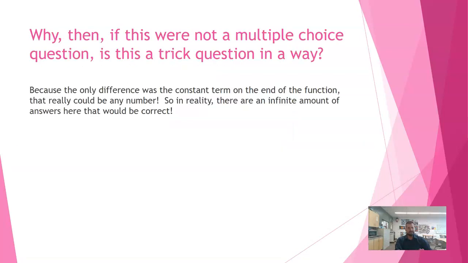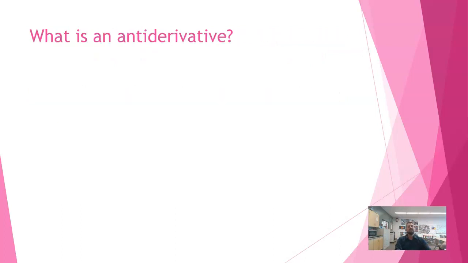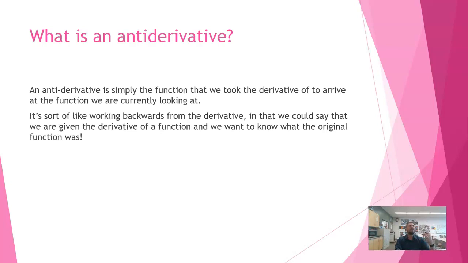So if this were not a multiple choice question, if I was not asking you what did I take the derivative of to get this particular answer, the problem would be there are an infinite amount of different constant terms. So I could have had x to the third plus 2x minus 1, x to the third plus 2x minus pi, on and on and on, and every answer that you say would be correct. And so an antiderivative is what we took the derivative of to arrive at the function that we're looking at.